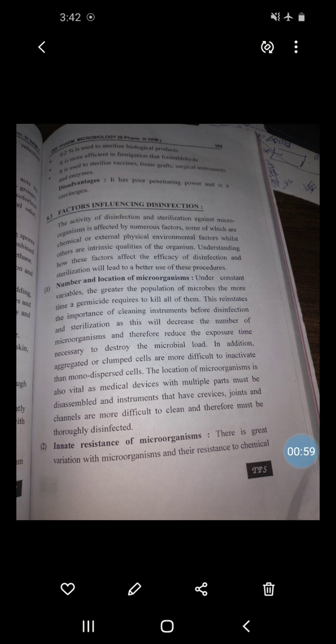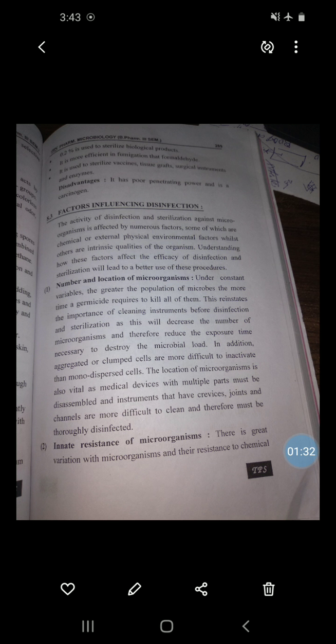There are different factors that influence disinfection. First, number and location of microorganisms. Second, innate resistance of microorganisms. Third, concentration and potency of disinfectants. Then physical and chemical factors: temperature, pH, relative humidity and water hardness. Then organic and inorganic matter, duration of exposure, biofilms, and last, shelf life or age. These are the factors that influence the process of disinfection. We will see them one by one.